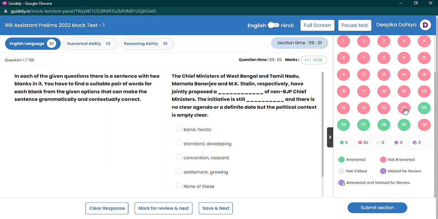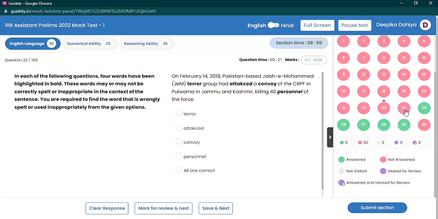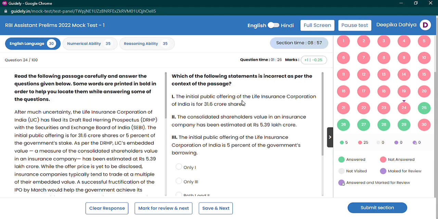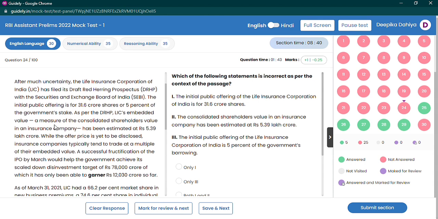Okay, now I will move to the first question, which is incorrect. The initial public offering of LIC is 31.6 crore shares, of 5% of government stake, right? This is correct. A measure of the consolidated shareholder value in an insurance company is estimated at 5.39 lakh crore, right? First and second are correct.